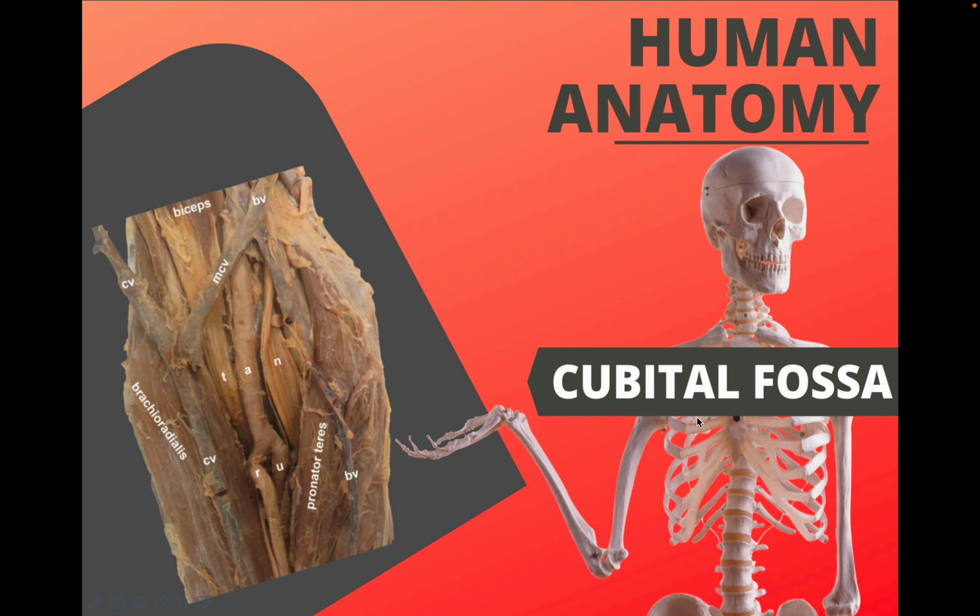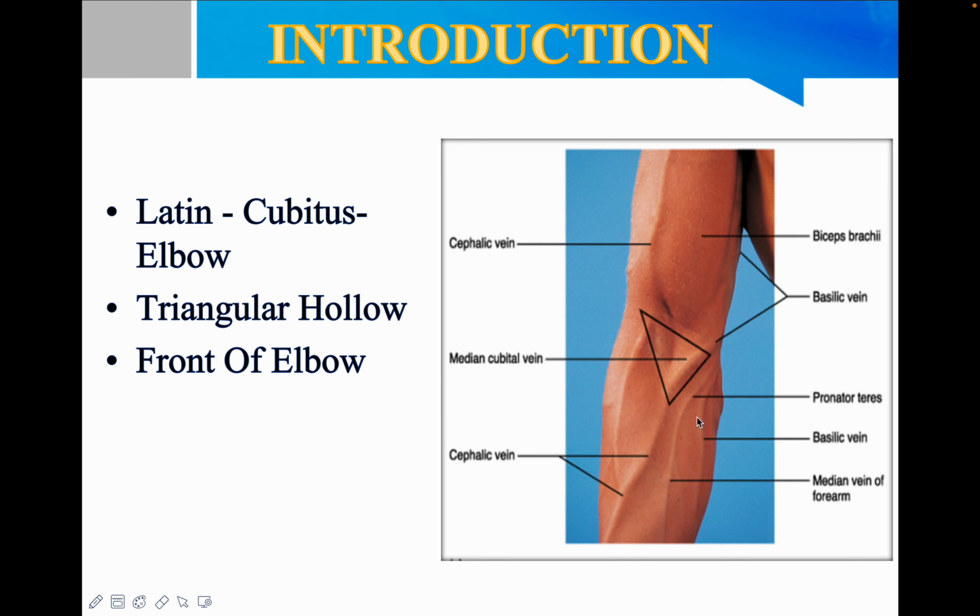Hello everyone. In today's video, we will be discussing the anatomy of the cubital fossa. Cubitus in Latin means elbow. It is a triangular hollow space which is present in front of the elbow.